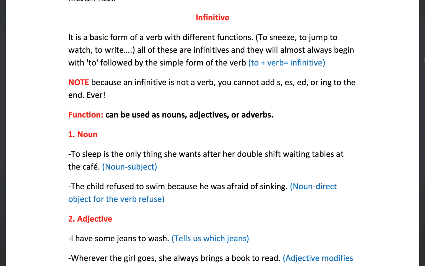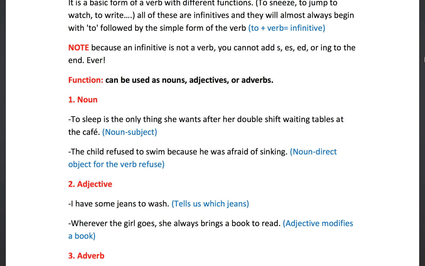how they function. The first function that we have is a noun, and infinitives can also function as an adjective or adverb in a sentence. The first one that we are going to take a look at is the noun. What's a noun? A noun could be a subject or an object in a sentence.